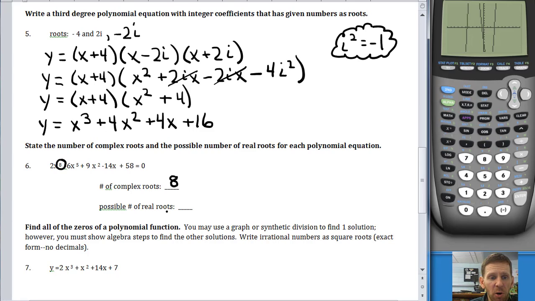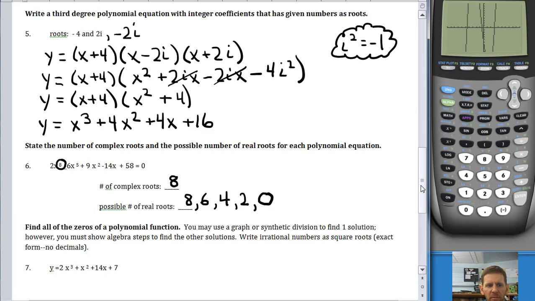How many of these answers are real numbers? Good question. It could be 8. However, if there are any imaginary answers, they come in pairs. So if there's one pair of imaginary answers, take away 2 from this, you're down to 6. If there's another pair of imaginary answers, take away 2 more, you're down to 4. If there's another pair, take away 2 more, and keep taking away 2 until you get to 0 or 1. How many real roots are there? It is either 8, 6, 4, 2, or 0.